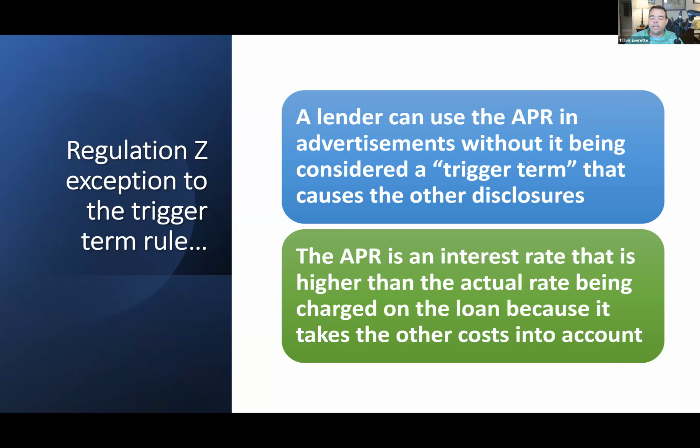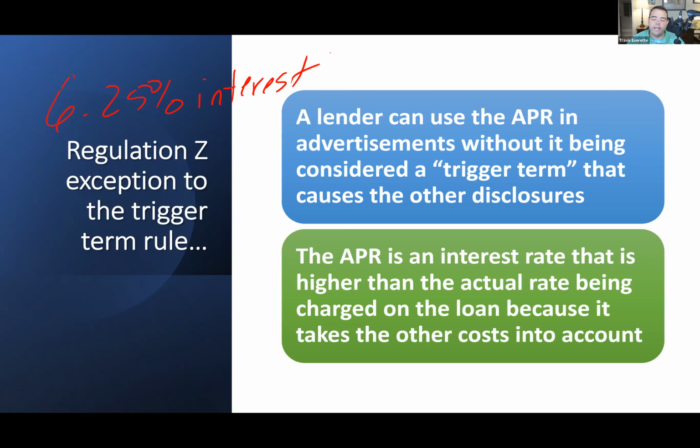Okay, and that's Regulation Z of the Truth in Lending Act. The only number that a lender is allowed to use that is loan related, and it must specifically say this, is something called the APR. The APR is different than the interest rate. It's close, but it's different. Let me show you what I mean. You might see a loan that has a 6.25% interest rate.